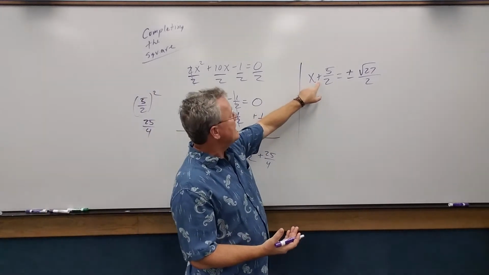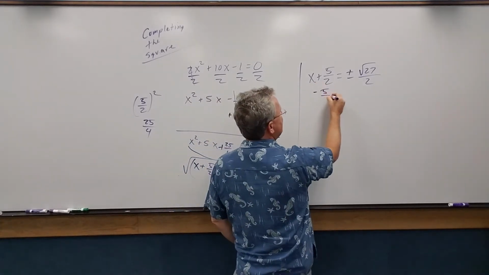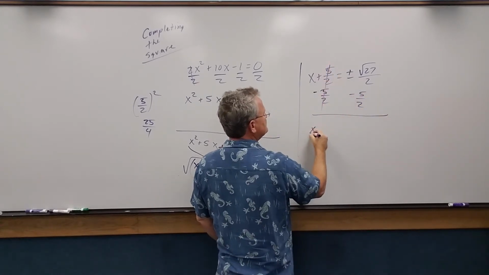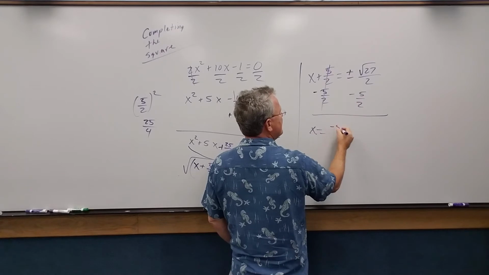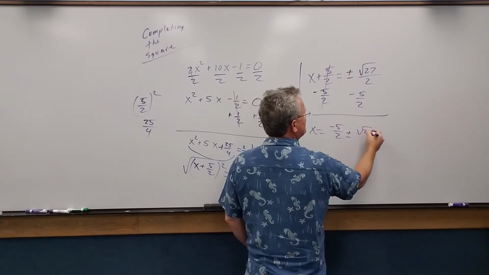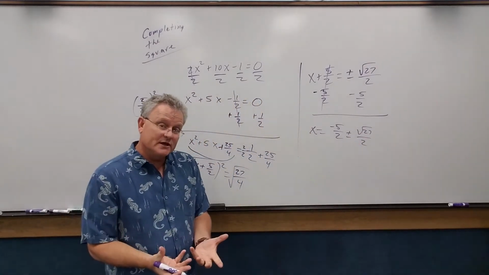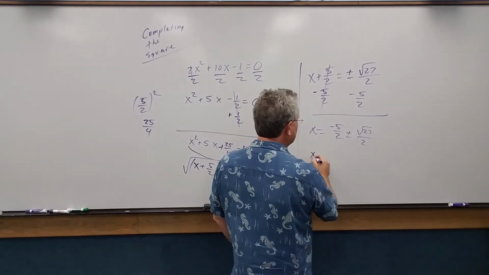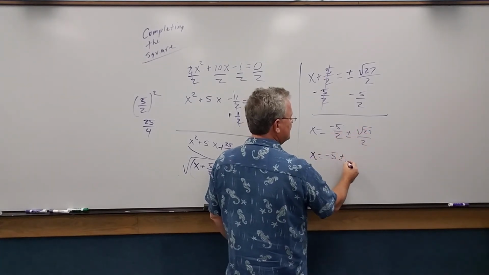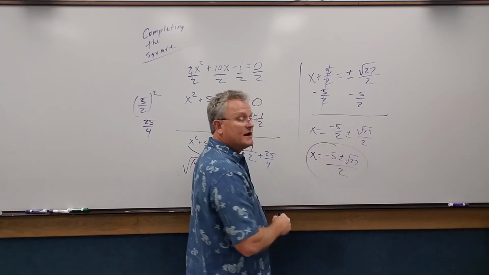Now, just about our last step is subtract. Get x by itself. Subtract 5 over 2 from both sides. And we get x is equal to minus 5 over 2 plus and minus the square root of 27 over 2. These have a common denominator, so we can put them together. And we get x equals minus 5 plus and minus root 27 all over 2. And that is the solution.